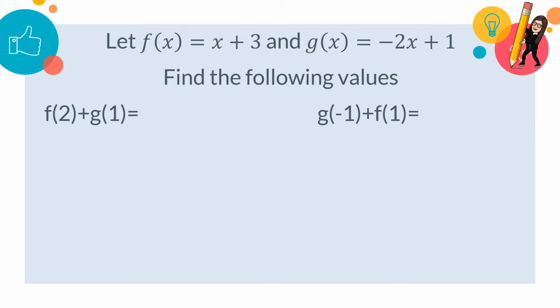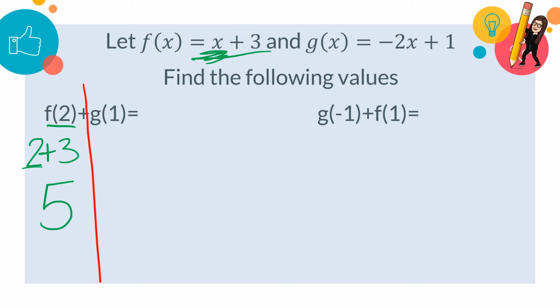Notice this one. We're going to treat this like two separate problems. Let's deal with the left side first. F of 2. We're going to take the F rule and instead of x, plug in a 2. See how I replaced it? That gets me to a 5.